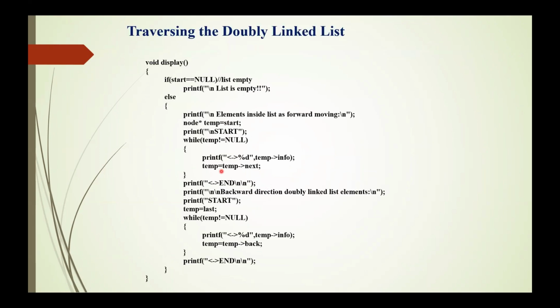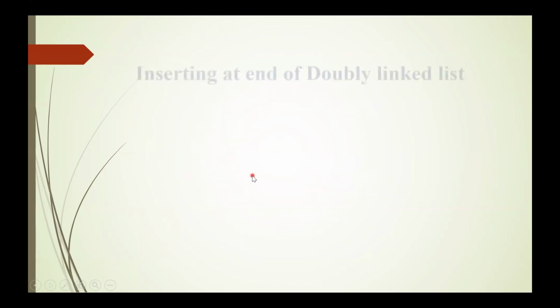Let's take the display. If we go for display, what happens? We have to traverse the entire list from start to end. So if there are n number of nodes, we have to traverse n times. That's why the traversing or display of a double linked list has order of complexity order of n.